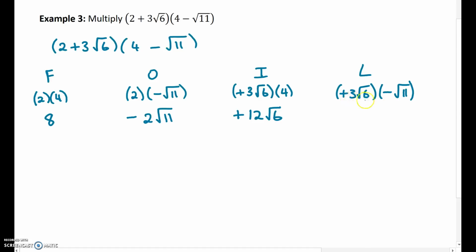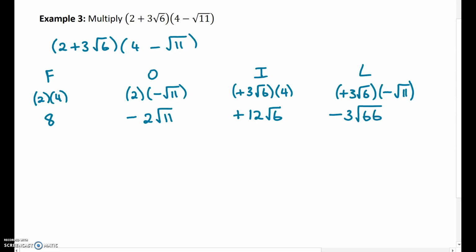And then finally, plus 3 root 6 by minus the square root of 11. So plus by minus is minus. 3 is the regular number. The regular number here is 1. So 3 times 1 is just 3, if you want to think about it either way. And then root 6 by root 11, well, they're both square roots, so root 66.